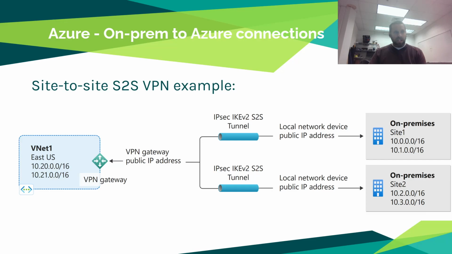Site 1 is 10.0.0.0/16 and 10.1.0.0/16. Site 2 has 10.2 and 10.3. All of these I want to connect to my US East organization here. Yeah, I want to connect them to my US East organization, which has the IP addresses at 10.20 and 10.21, all /16 networks.